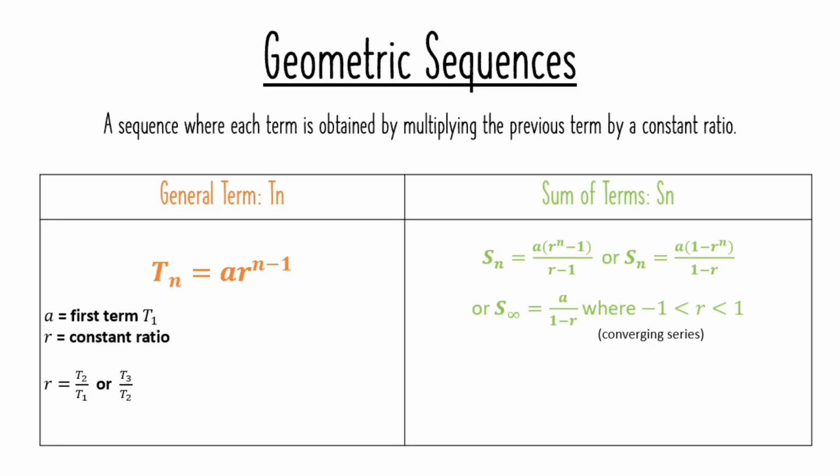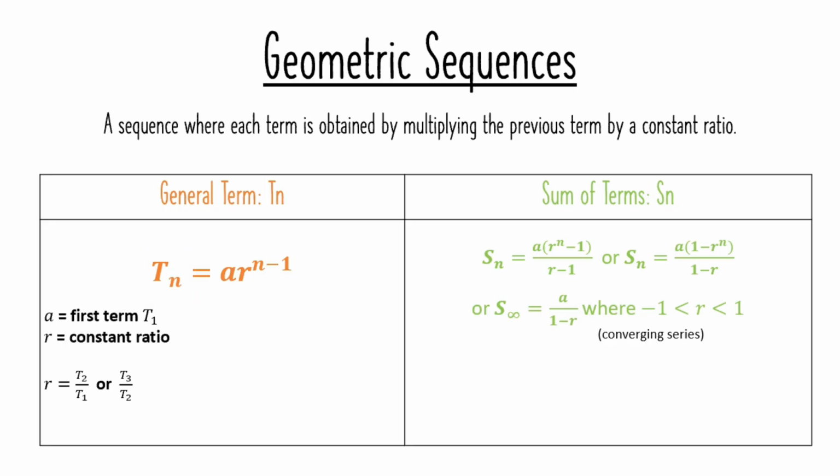So in this case, the nth term is determined by the formula a times r to the power of n minus 1, where a is the first term of the sequence, r is the constant ratio, which you can find by dividing any term by its preceding term, and n is the position of the term in the sequence.